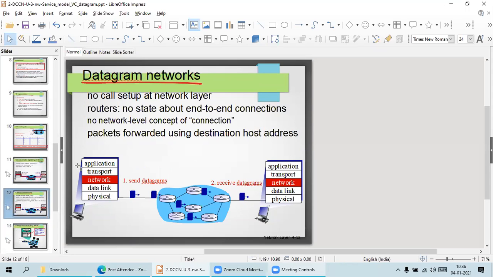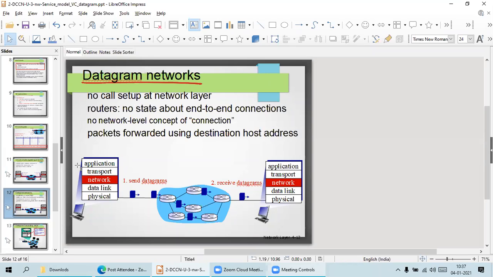Next we are going to discuss datagram networks. In this we do not have any connection and we do not establish any connections, but we receive the information from sender to receiver without any issues. Here we send datagrams and on the other side we receive datagrams. There is no call setup at the network layer. Routers keep no state about end-to-end connections, and there is no network layer concept of connection.